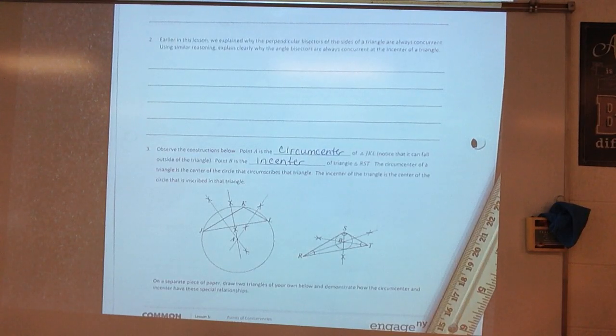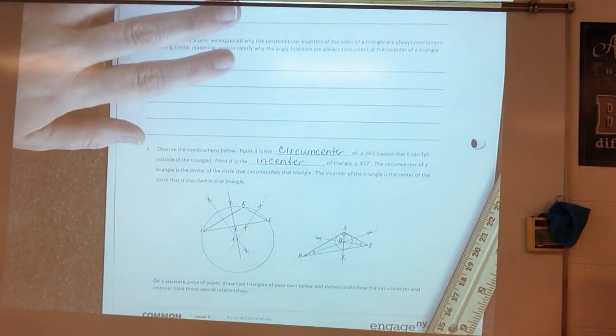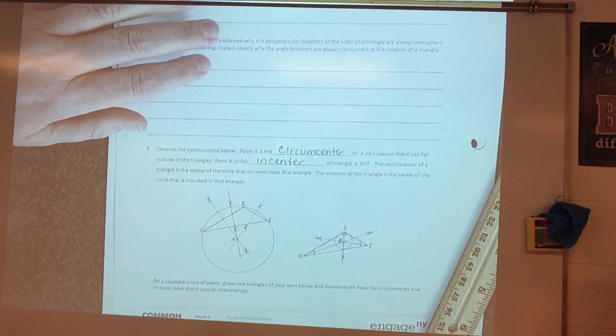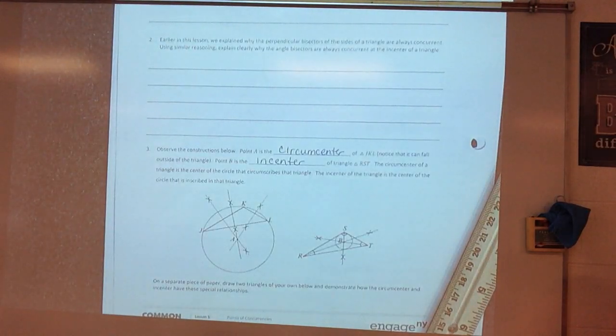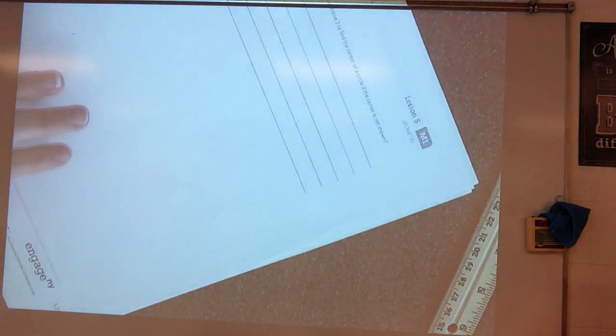All right? It wants you on a separate sheet of paper to draw two triangles of your own and see if you can get the circumcenter and the incenter. You can practice on that if you'd like. I'm not going to require that exactly because we won't use it a whole lot.